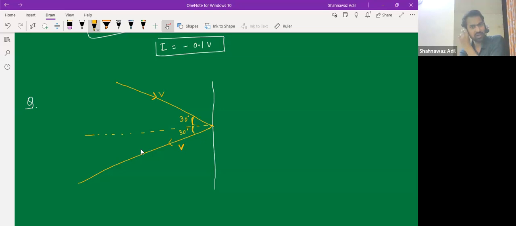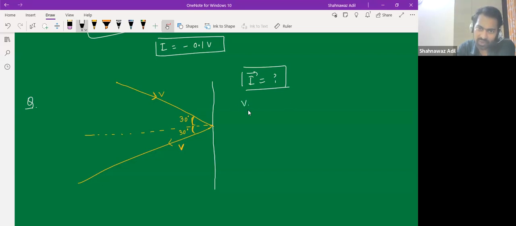In the same question, we have to find out what the impulse is. Impulse means the momentum change. Clear, everyone? Yes, sir. Okay, so let me draw this diagram. Remember, we have to follow the same process, but we have to figure out V1 and V2 first. Clear, guys?